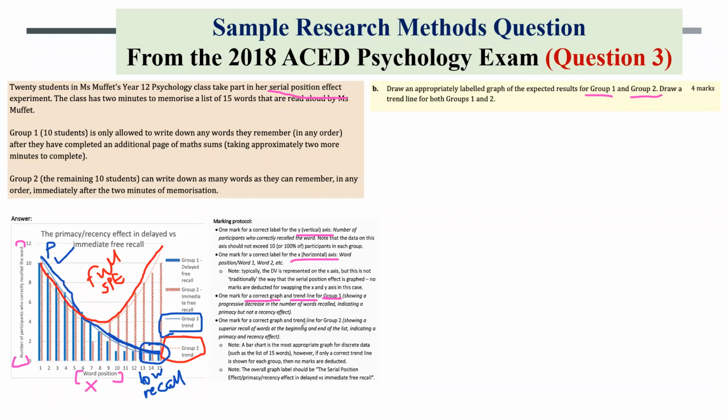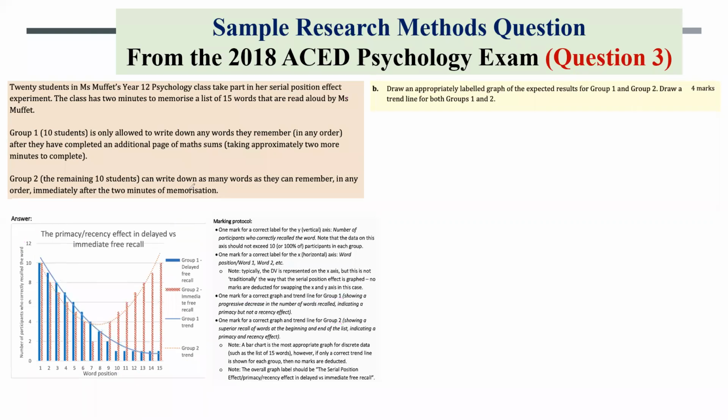You get 1 mark for the correct graph for group 2, and 1 mark for the correct graph for group 1. Okay, they've given you some notes here as well, and they said the overall graph label should be the serial position effect, and so on. So this is basically our title of the graph or the caption of the graph. So you can literally just say the effect of primacy and recency effect as a result of delayed and immediate recall, or you can call it anything. Okay, so that's the one the exam solutions have given you.